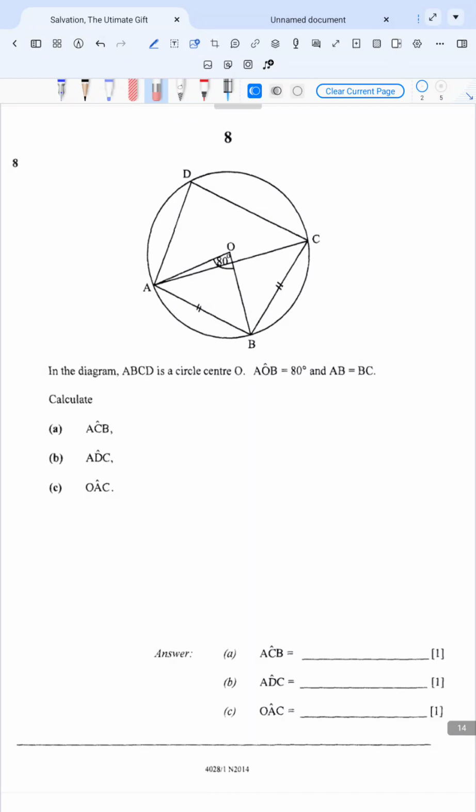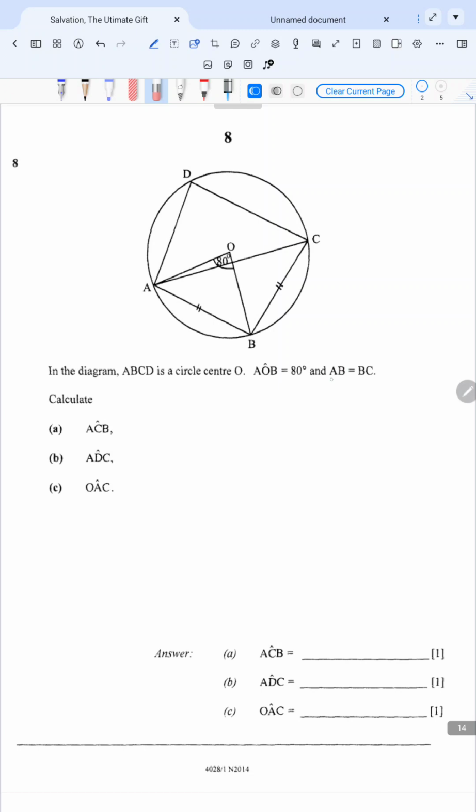This is circle geometry extracted from ZIMSEC, November 2012, Paper 1. It reads, in the diagram, ABCD is a circle, center O. Angle AOB is equal to 80 degrees. AB is equal to BC.